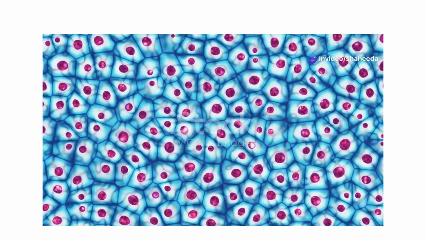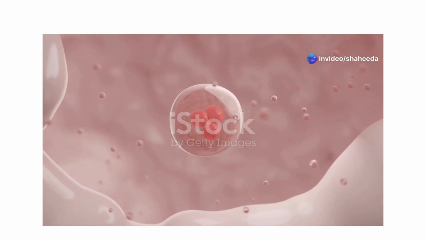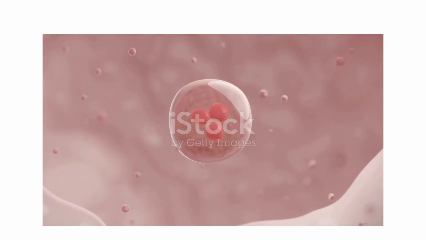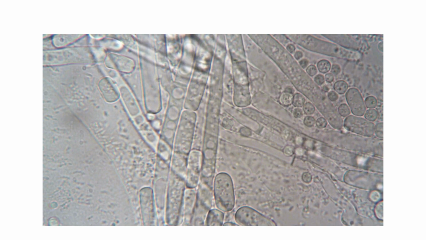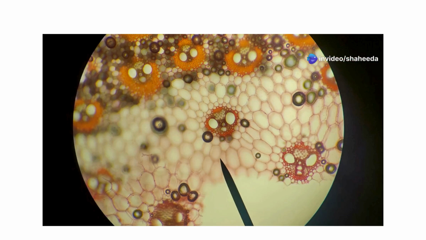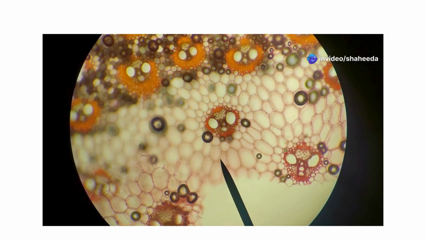Adult stem cells found in specific tissues and organs are multipotent, meaning they can differentiate into a limited range of cell types within that tissue or organ. For example, blood stem cells in bone marrow can differentiate into various blood cells, while skin stem cells can differentiate into different types of skin cells.